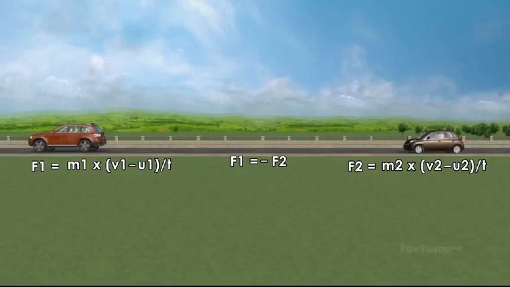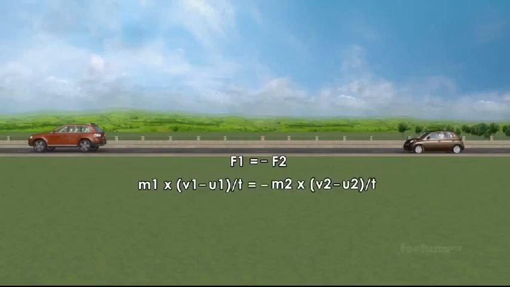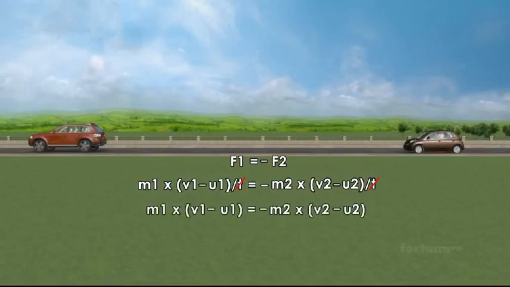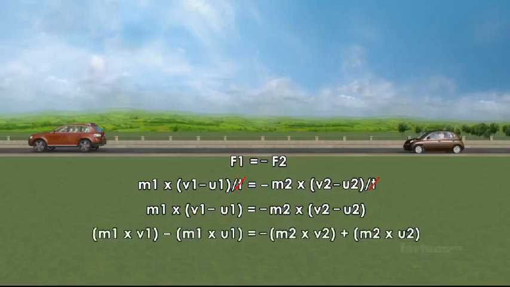Because both forces are equal and opposite, we can also write them as m1 into (v1 minus u1) divided by t equals minus m2 into (v2 minus u2) divided by t. We can cancel t, the common factor of time, in the equation: m1 into (v1 minus u1) equals minus m2 into (v2 minus u2). The equation can then be simplified: m1 v1 minus m1 u1 equals minus m2 v2 plus m2 u2.